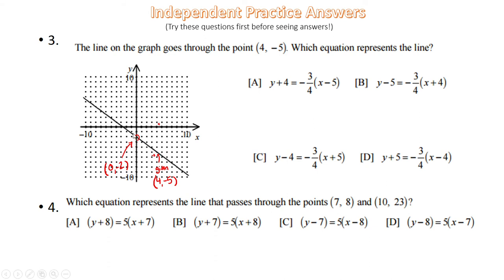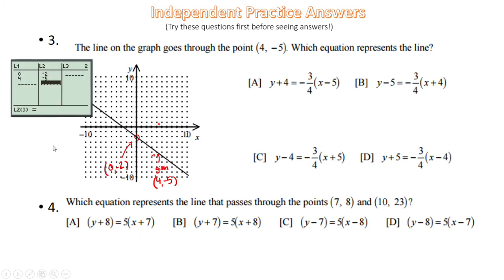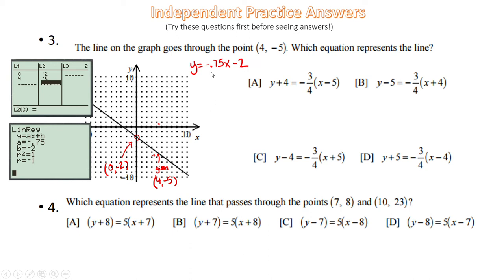So our other point we can use is the y-intercept because it hits directly on the point, and that is (0, -2). Type both those into our stat key, then stat calc 4, and we see that our equation is y = -0.75x - 2. So now we're going to distribute -3/4, which is -0.75, to our x and to our -5. After we distribute, our -0.75 times -5 becomes positive 3.75.